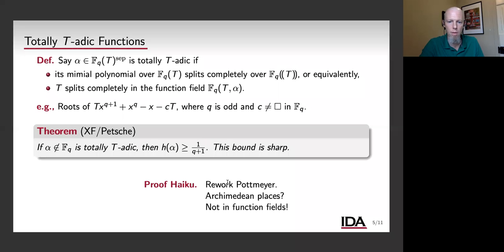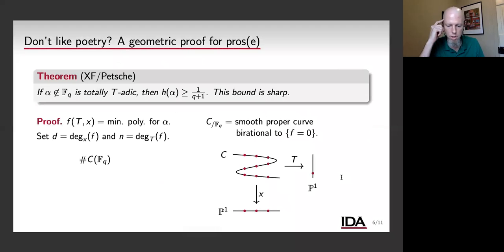Okay. So I give this sort of pithy proof of it in haiku form. The idea is that you rework Pottmeyer's argument for Archimedean places, not in function fields. Basically, you just look at the part that sort of messes up the sharpness in the argument, and you observe that's not relevant in Pottmeyer's proof. Okay, so that's sort of pleasant, and I'm kind of making light of some of the technical details here. But this was the first proof that we gave, and it was unsatisfying because the whole point of starting this project was that we could use the geometry. So here's a geometric proof.